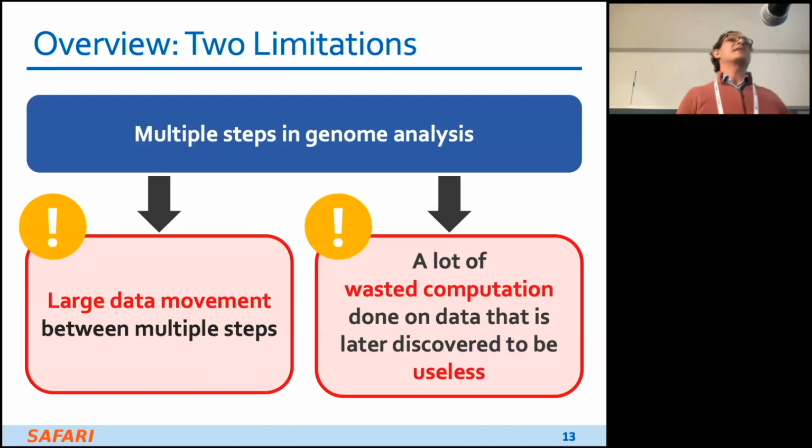Why do you have a lot of wasted computation? Because you need to do some computation to discover what's the important part to focus on in the genome, for example. If you don't do that computation, you cannot actually decide which part to focus on. So our goal will be to actually eliminate that wasted computation as much as possible to begin with.